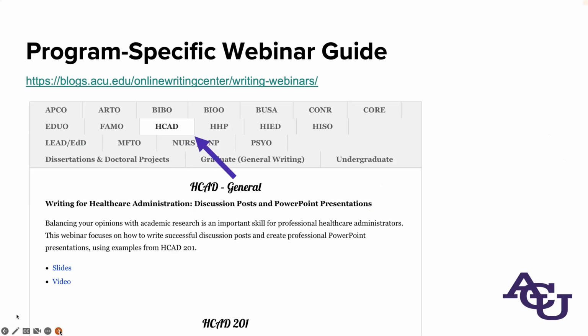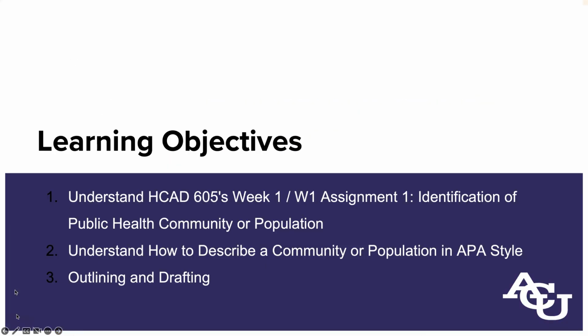So if you go to our Online Writing Center webinar page, scroll down to the tab Guide, select HCAD, you'll see everything sequentially. And do be aware that HCAD is one of those programs that has both undergraduate and graduate level courses, so you might have to scroll past a few if you're taking this as a graduate student.